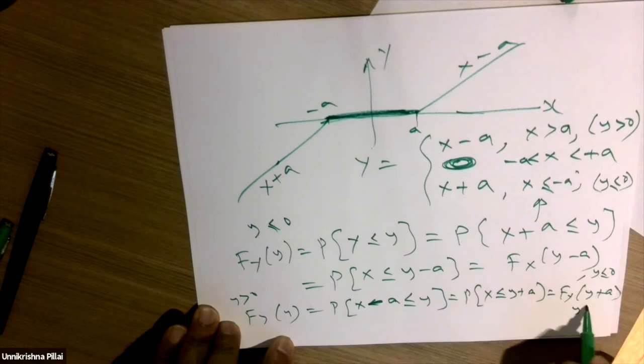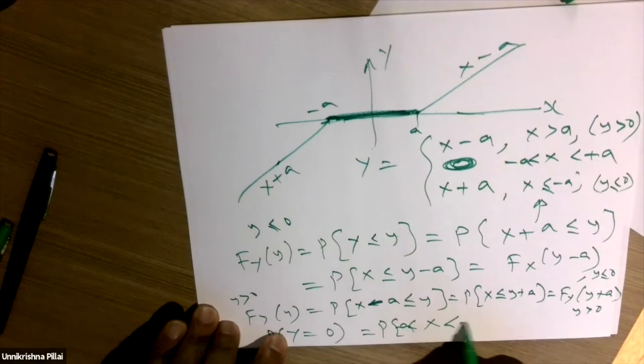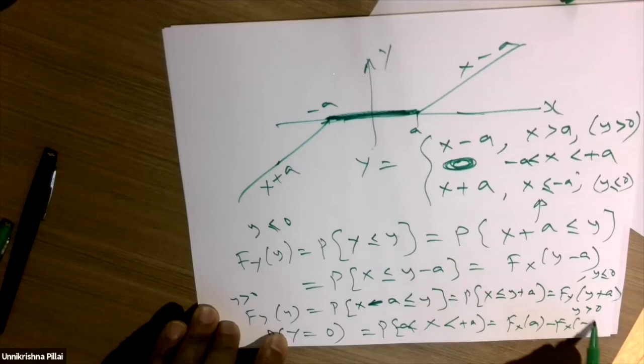And from here you can see that probability of y equal to zero is whenever x is between minus a and plus a. So that's fx of a minus fx of minus a. So I'm going to put all this in a graph in the next one.